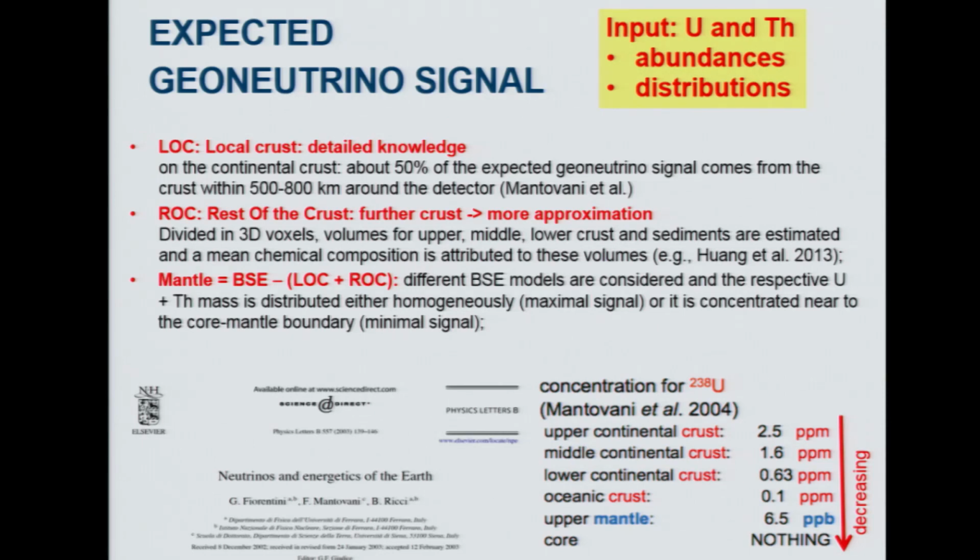They estimated that it is very important to know the local geological composition in the area of a few hundred kilometers around the experimental sites on the continental crust, which is rich in these elements. For the crust which is farther away, you can do some approximations. And for the mantle contribution, you just have to, as I explained before, pick the bulk silicate Earth model, subtract the crustal contribution, and play around with the possible distribution of the remaining uranium and thorium.